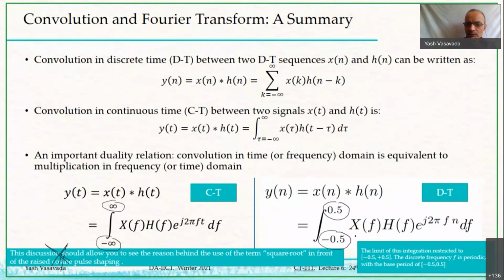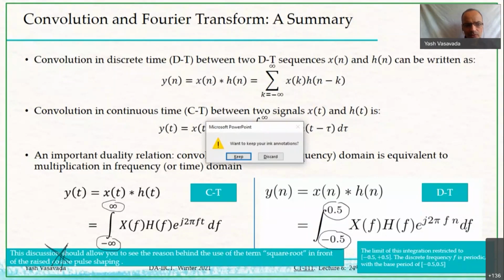But this is an important point, that when we go from continuous time to discrete time, this inverse Fourier transform integral has to be done only over a range of minus 0.5 to 0.5 of the frequency variable f. And the reason is that this discrete frequency is periodic and its period is 1 unit. Okay, so very quickly to see that.